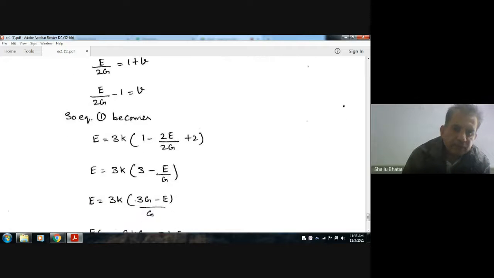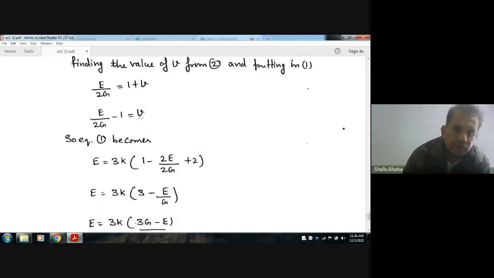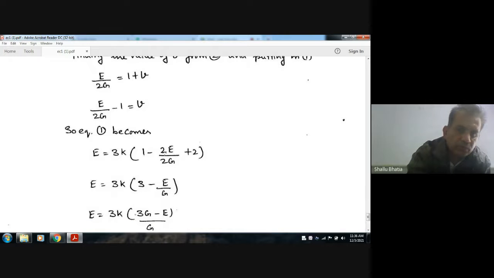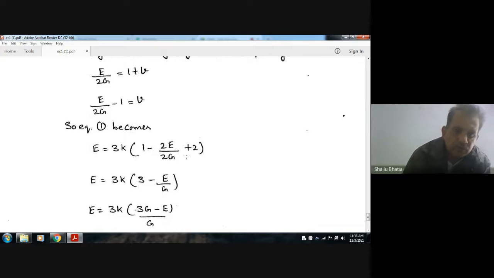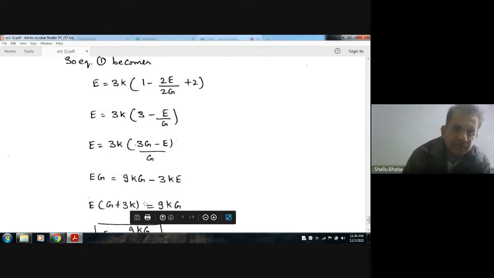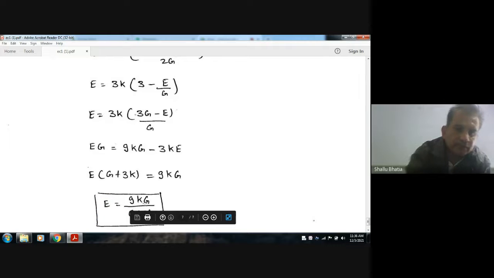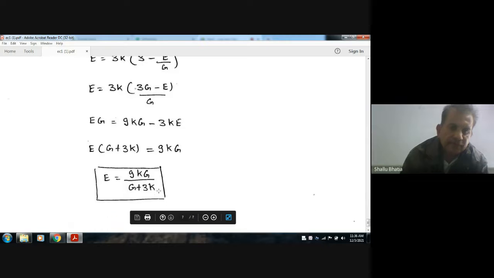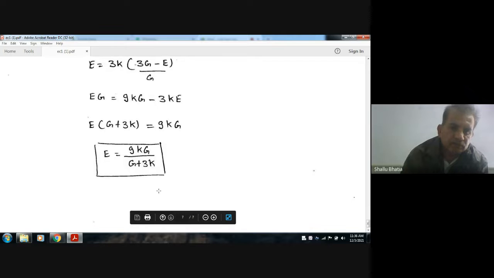Okay, the second equation is E is equal to 3K times 1 minus 2 mu. 1 minus 2 times (E by 2G minus 1) gives 3 minus E by G. Taking G as LCM, 3G minus E over G. So 3G is equal to 9KG minus 3KE. This will come as E times G plus 3K. So E is equal to 9KG divided by G plus 3K.